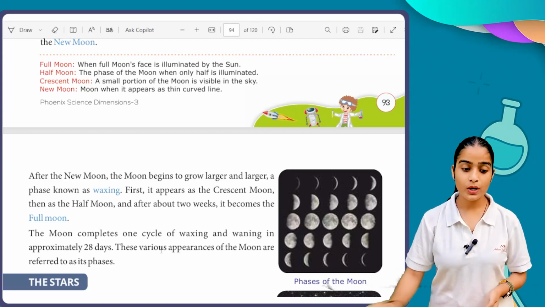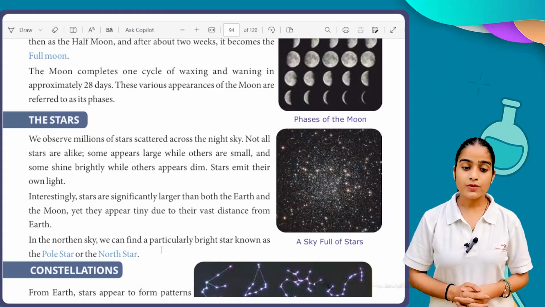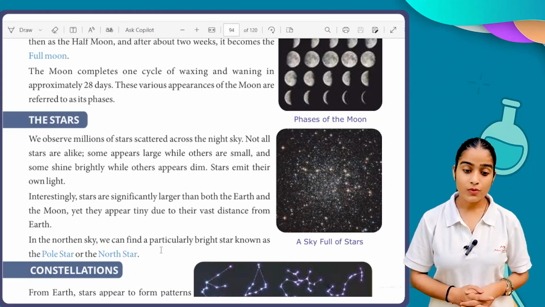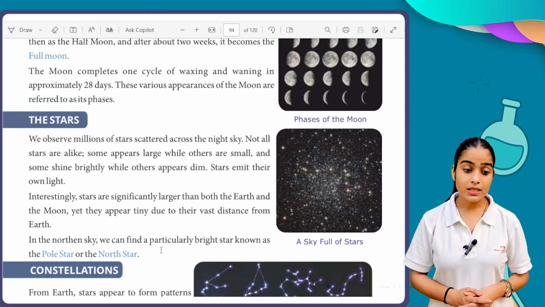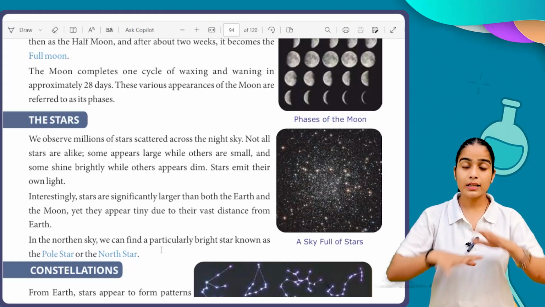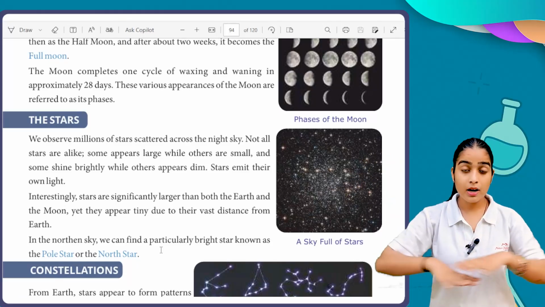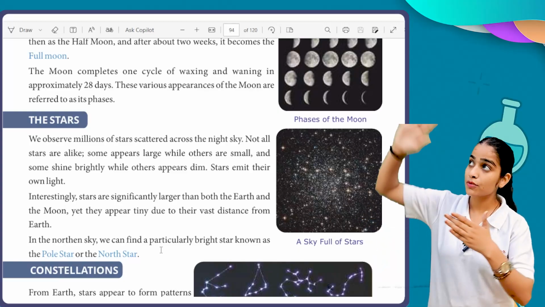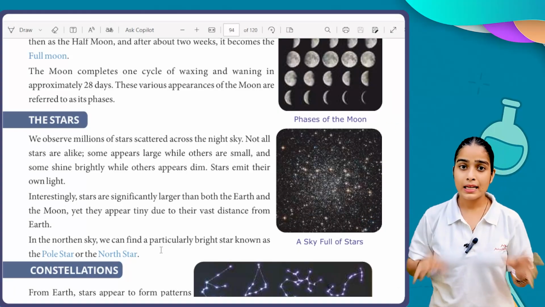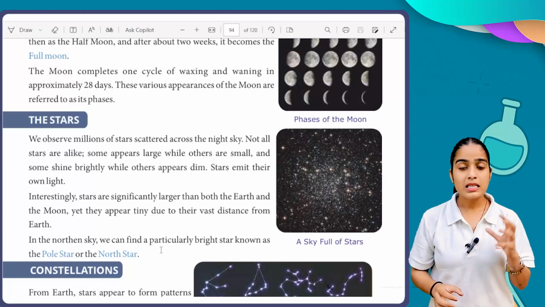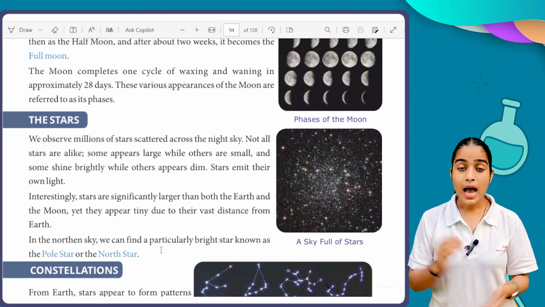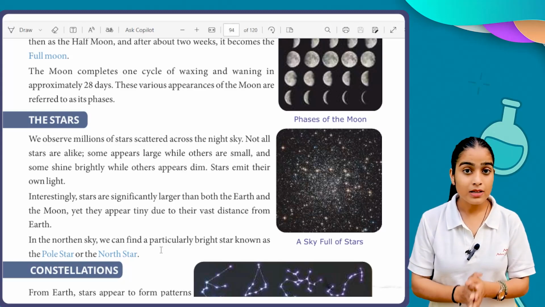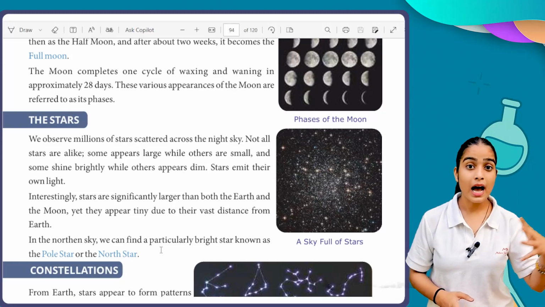Now we move forward to the stars. We observe millions of stars scattered across the night sky. Not all stars are alike. Some appear large while others are small, and some shine brightly while others appear dim. Stars emit their own light. So in the sky we have a lot of stars and they are very large, but because they are so far from us, they look very small. Some stars are very bright and some are very dim, and stars do not take light from the sun. They have their own light.